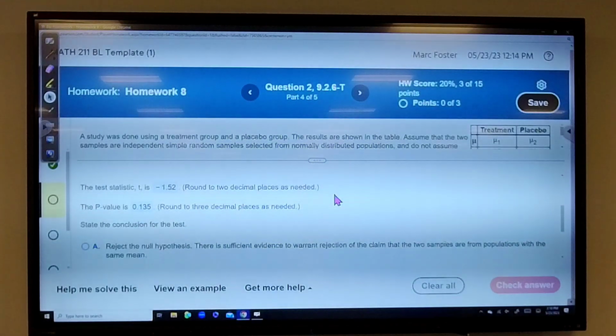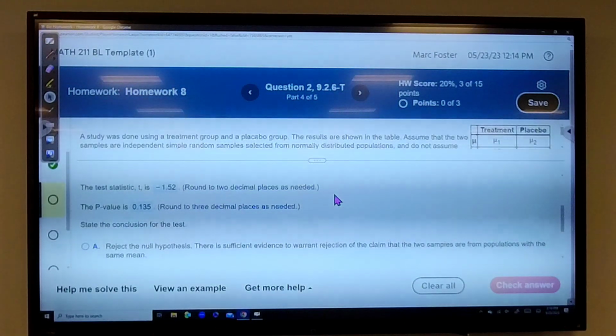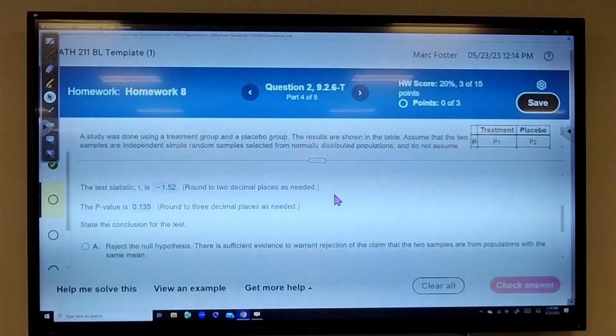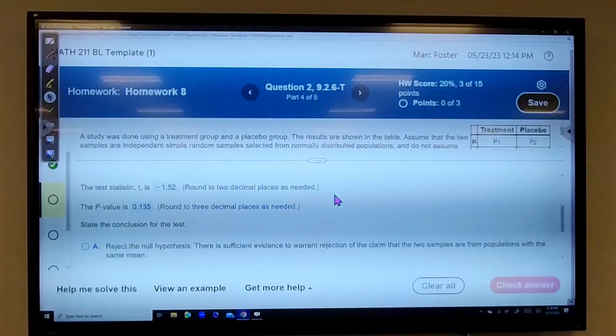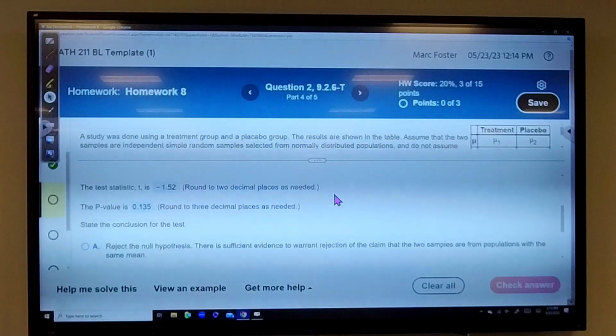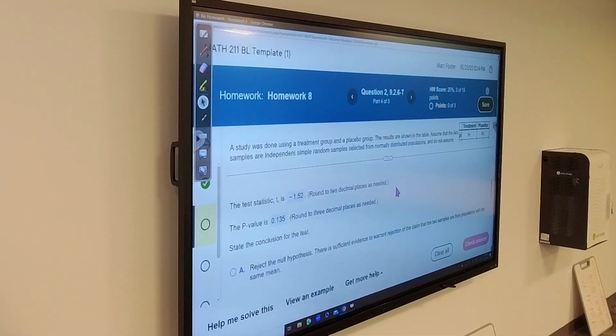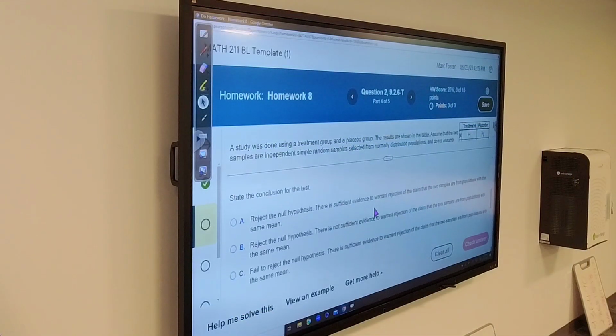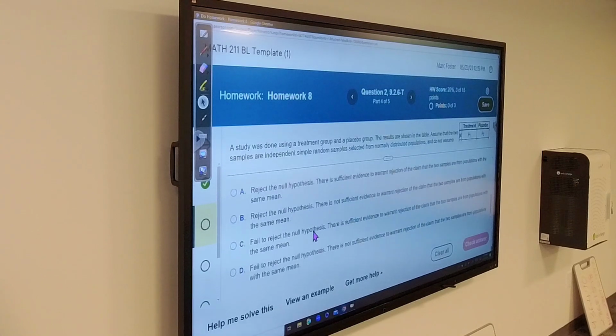That's a big p-value. It's a 13.5% chance I'd be wrong if I reject. I don't like to be wrong, so I will fail to reject. Every time I fail to reject, it's because I do not have sufficient evidence. Look at what this says. It says, fail to reject. I don't have sufficient evidence to reject.